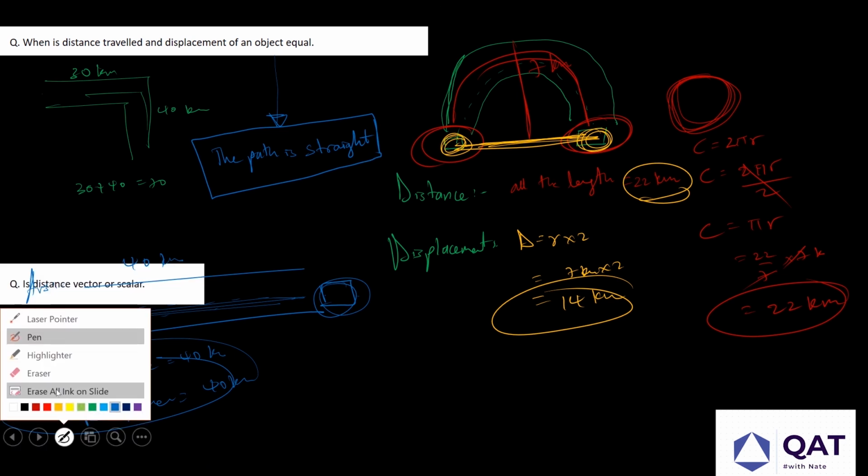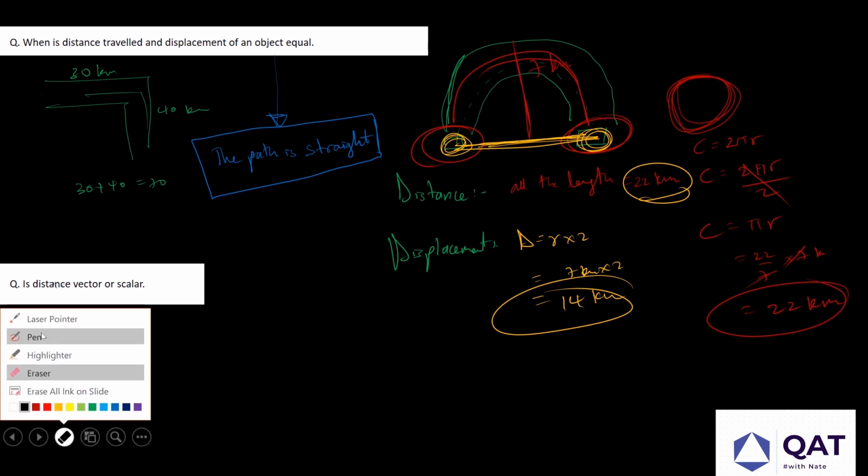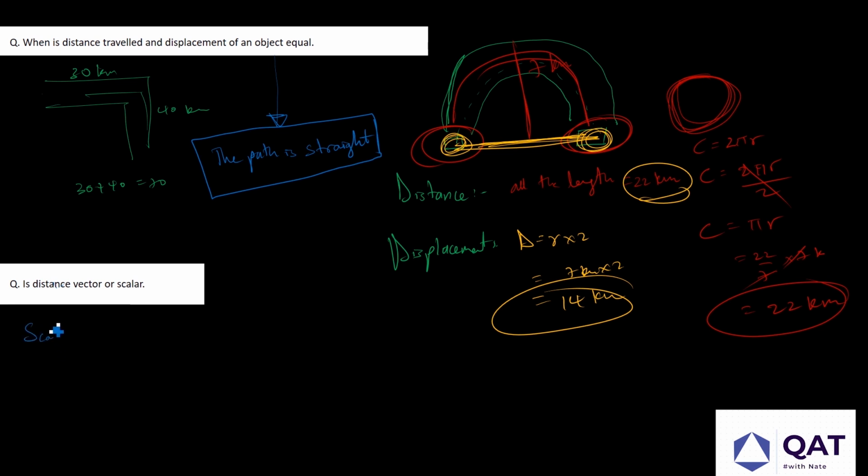Okay, let me erase this right in here. And the next question says, is distance a vector or scalar? Okay, to answer this question, we first need to understand the difference between scalar and vector. It's a very simple concept, and when we say scalar, it is magnitude only, and when we say vector, it is magnitude and direction.